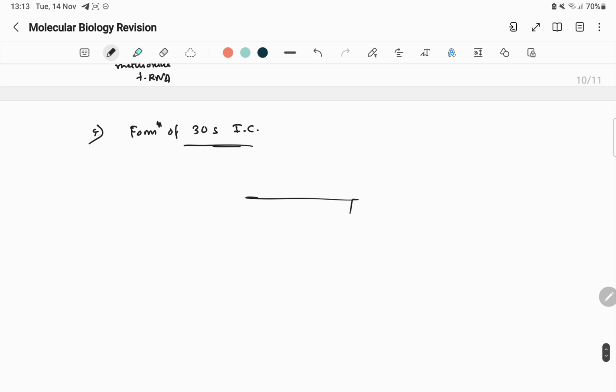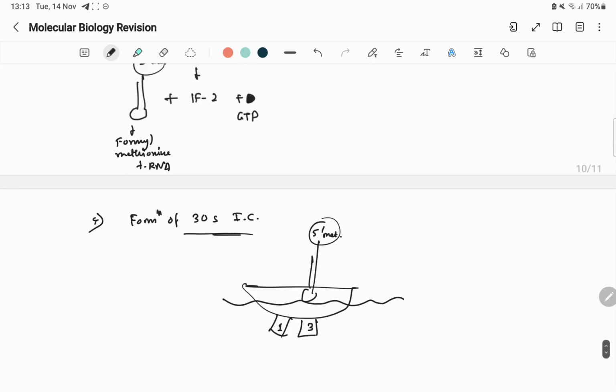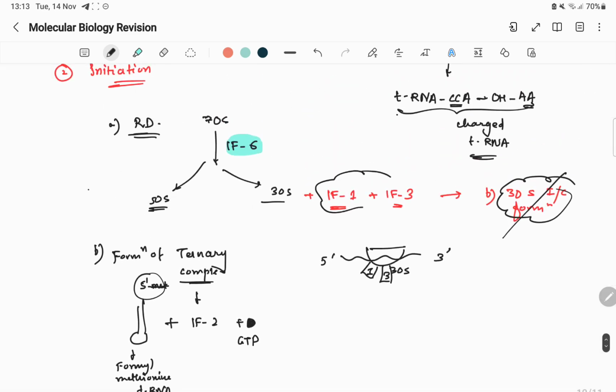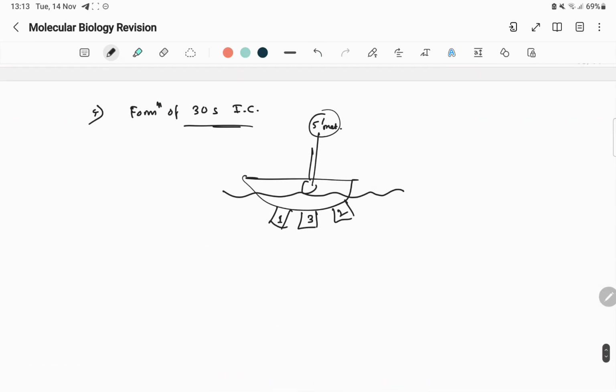So what happens is that here is the 30S subunit. Here you will attach your formyl methionine tRNA. To it, factor 1 and factor 3 are already attached in this step, IF1 and IF3. Your IF2 in your ternary complex will be attached, attached to the GTP molecule here. Understood? This is the 30S initiation complex formation.